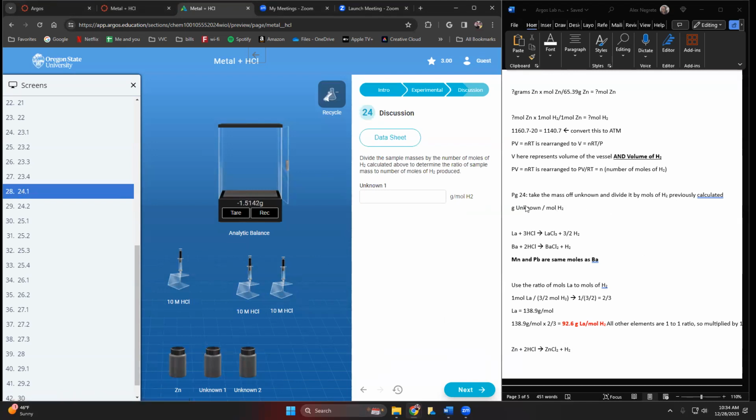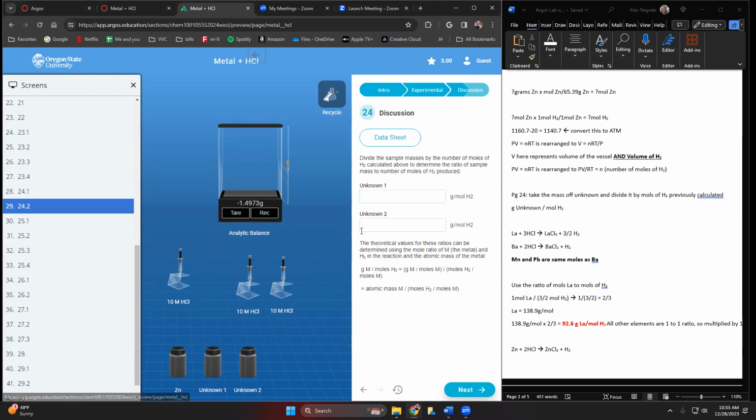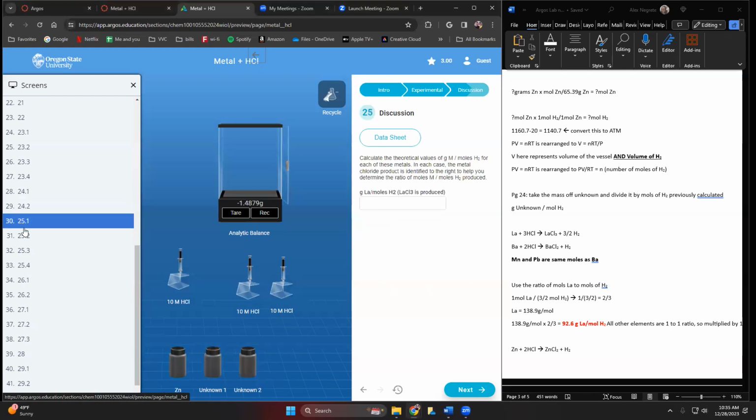And now for this page here, the grams of the unknown per moles of H2. Because we're looking at the reaction as a one-to-one ratio, we could just use the mass of the unknown, right? So for this calculation here, you're going to take the mass of the unknown and you're going to divide that mass by the moles of H2. And that will give you the grams per mole, the ratio there of hydrogen gas. So not a horrible calculation to make there. And you'll repeat that process again for the other unknown there.